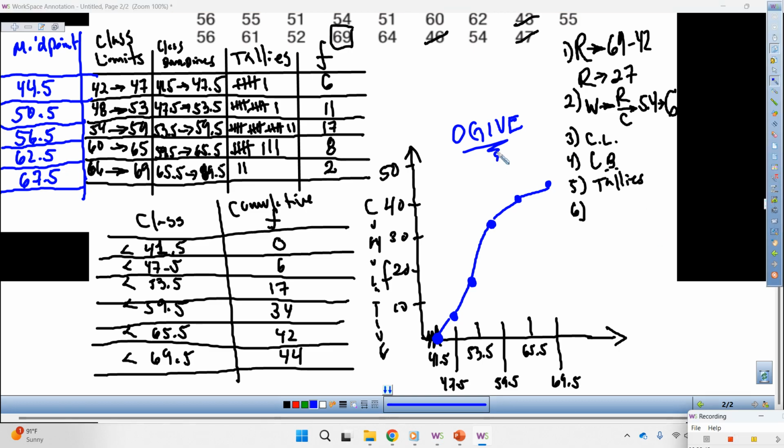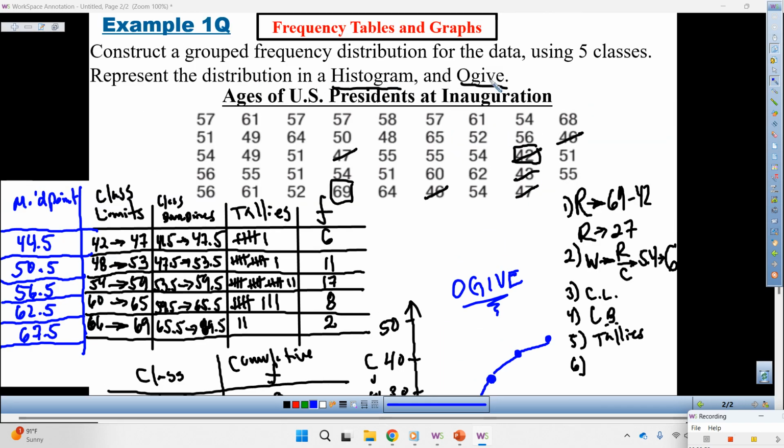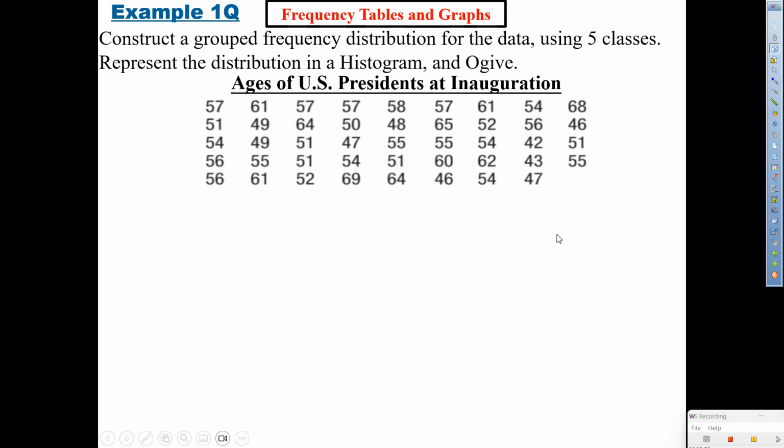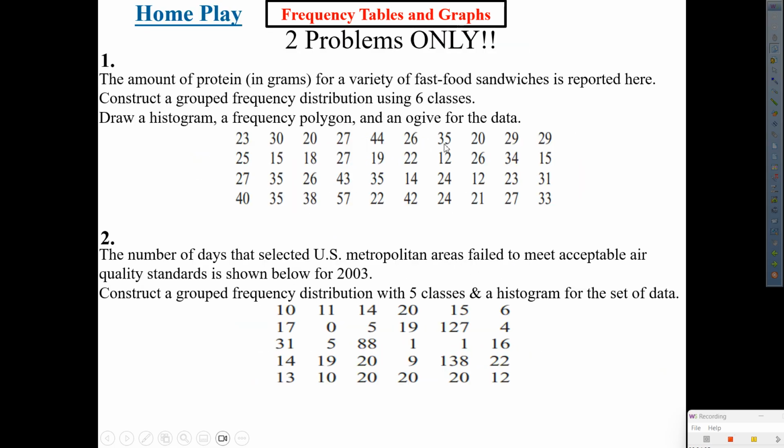All right, so for those of you that are following on YouTube, reminder, I'm going to stop the video right here, but for tonight's home play, this problem that we just did had us do two graphs, histogram and ogive. On the home play, let me go to that. Look at problem number one, it says construct a group frequency distribution. Then it says draw a histogram, frequency polygon, or ogive. So, since it's plenty of information for both, pay attention to this part. Do one or the other for home play. All right? So once again, one or the other.